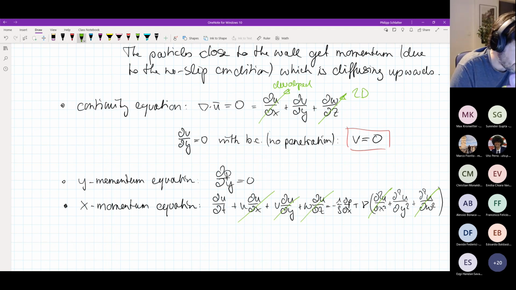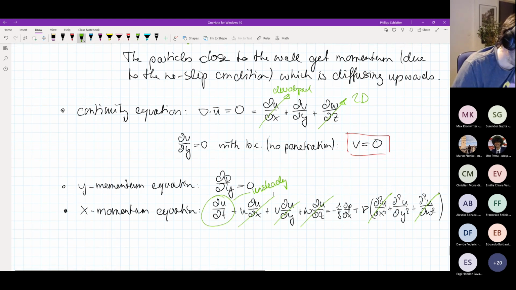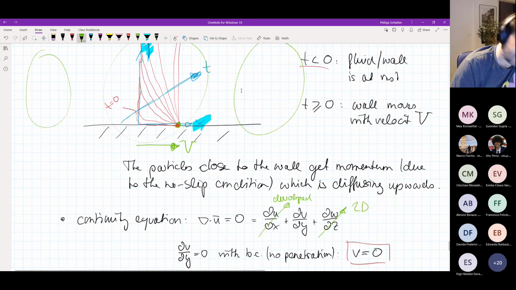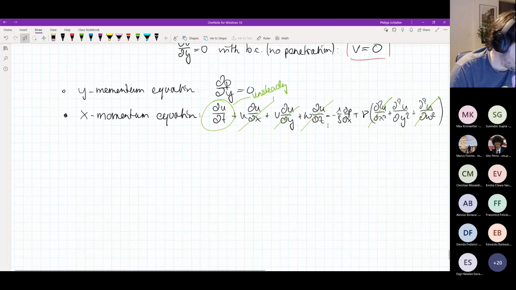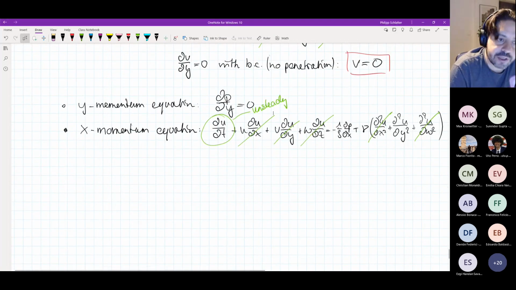Now, what we have always removed before for channel flow and so on was this term du/dt, because we always assumed that the flow was steady. Here, we actually have an unsteady case. Unsteady in the sense, as we have seen above, that we have this velocity profile adjusting as a function of time. And of course, that means that we actually need to keep the time derivative in the equations.